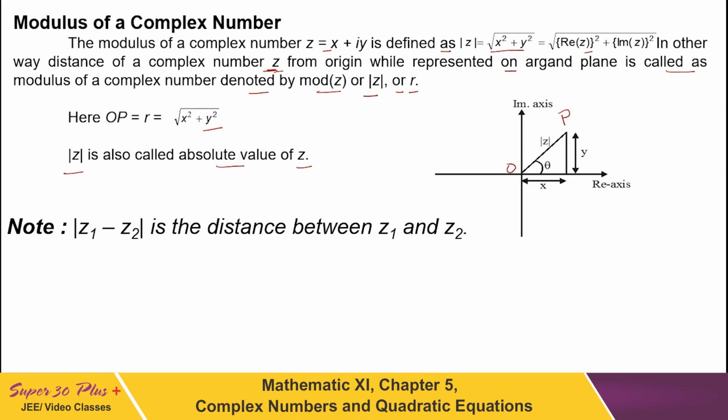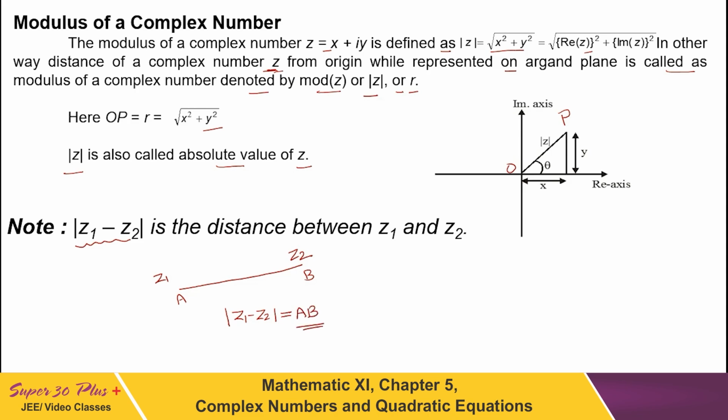Students, one thing must be noted that mod of z1 minus z2 is the distance between z1 and z2. Means suppose on the Argand plane, this is the point z1 and this is the point z2, then mod of z1 minus z2 represents the length AB.